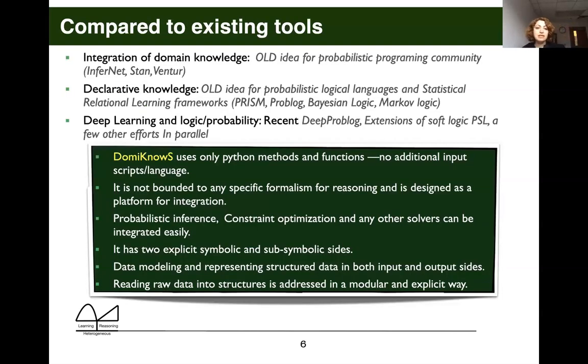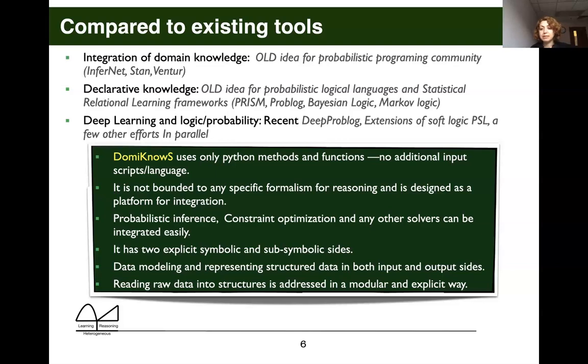To just show the context, integration of domain knowledge is an old idea used in probabilistic programming languages. Declarative knowledge representation is an old idea used in probabilistic logical and statistical relational learning frameworks. For deep learning and logic, probability, there are recent frameworks related to that. However, DomiKnowS has some new properties.